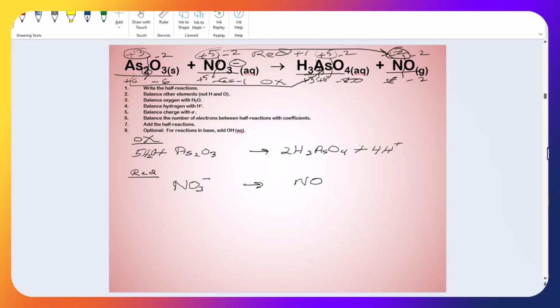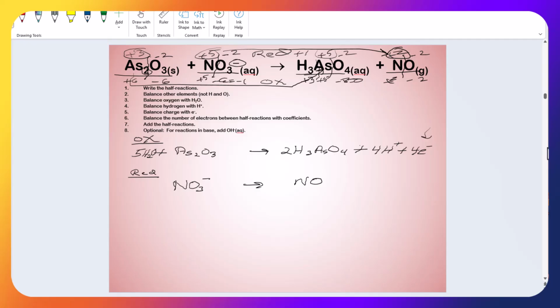Now that I've balanced hydrogen, oxygen, and arsenic, I balance charge. There is no charge on the reactant side, but there's a 4 plus charge over here on the product side, and I balance charge by adding electrons to the side with the most positive charge. Now, as a matter of fact, if it's an oxidation half reaction, the electrons will always be added to the product side.